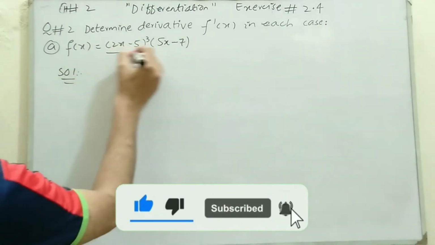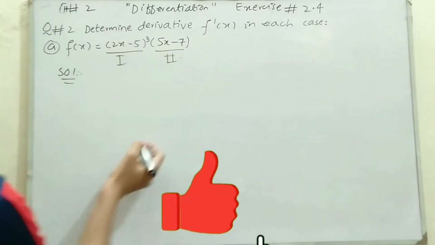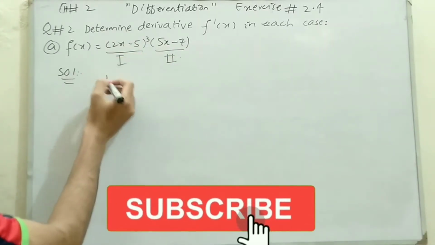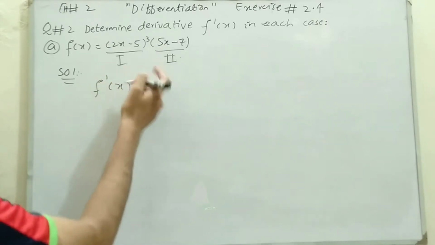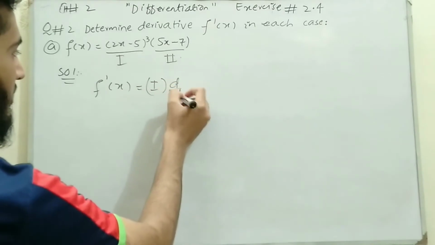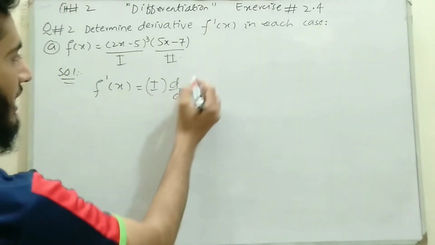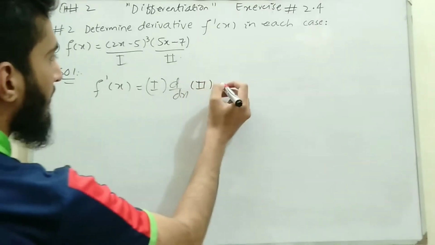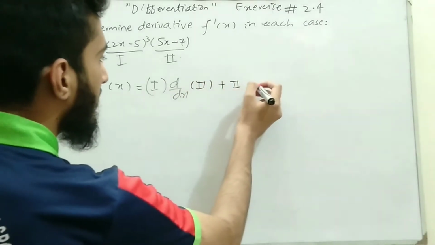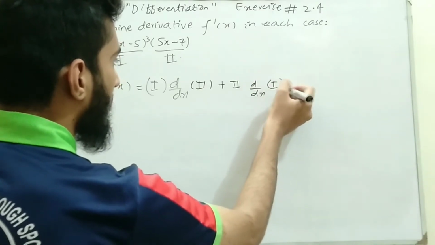Let's suppose this is first function, and let's suppose this is second function. So f prime of x is actually the derivative. So f prime of x for the two function is actually equal to the first function multiplied by d by dx of the second function, plus second function multiplied by derivative of the first function. Remember this formula we already learned in the previous videos.